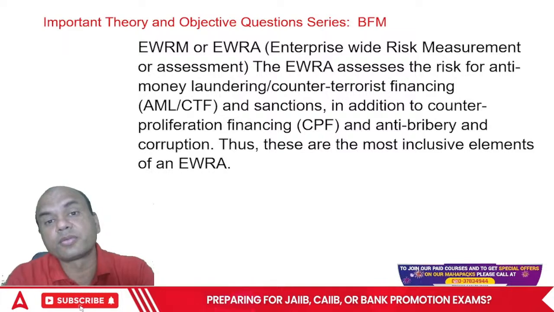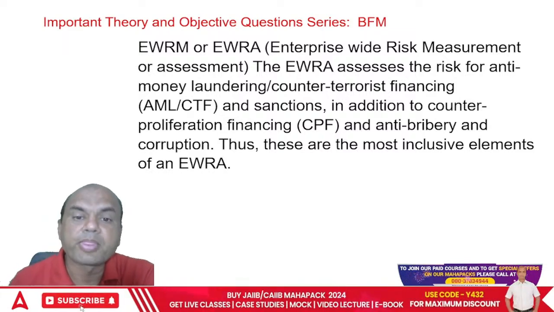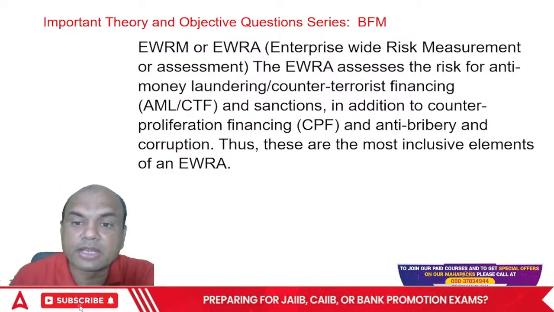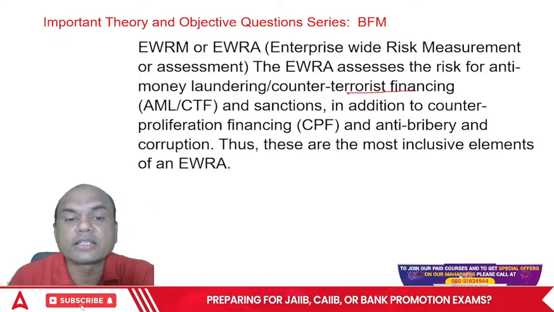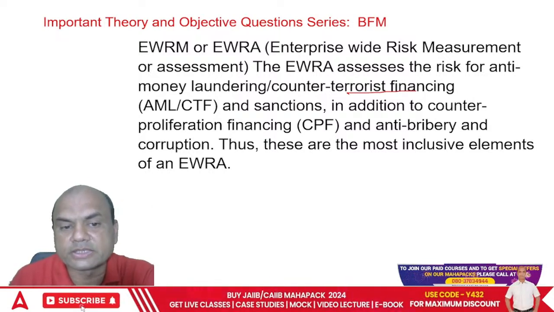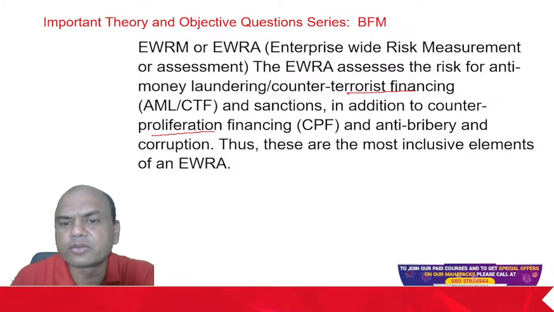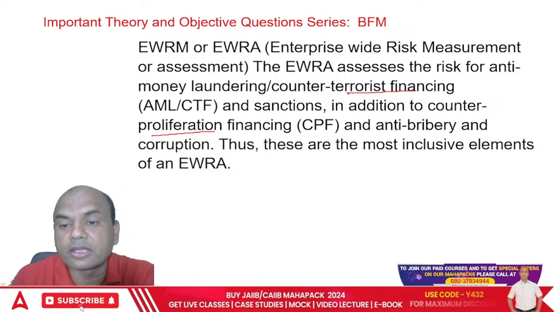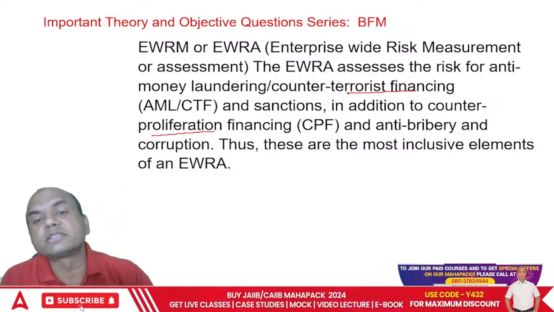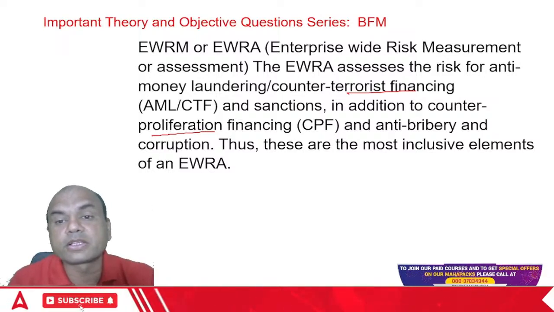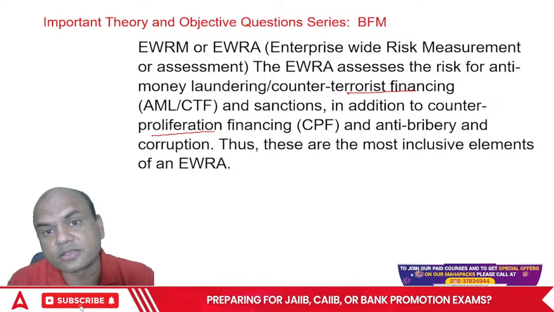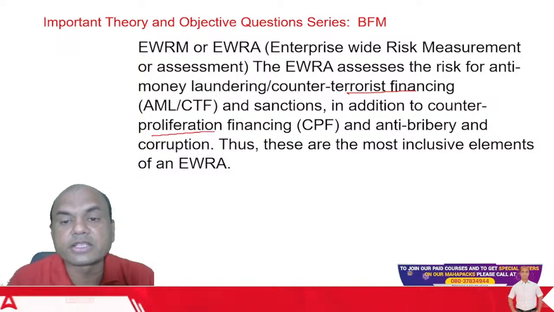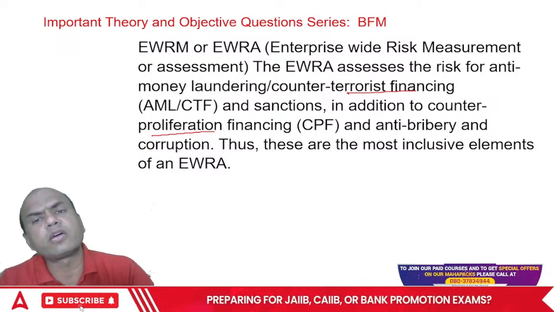Now, these are important terms which may come to you in the exam. So money laundering, AML, counter-terrorist financing, meaning terrorist financing. Then second is counter-proliferation financing, which is again a type of AML only. Anti-bribery and corruption, so bribery related and corruption related. Even bribery and corruption is part of this enterprise-wide risk, because after all it's a risk, isn't it? Thus these are all the inclusive elements of EWRA or EWRM.